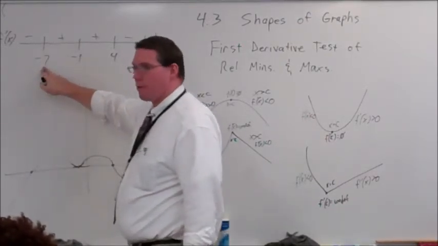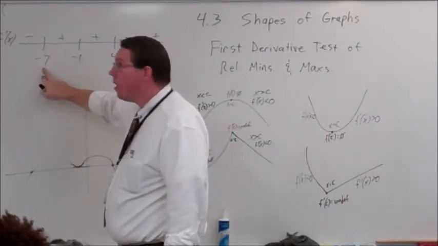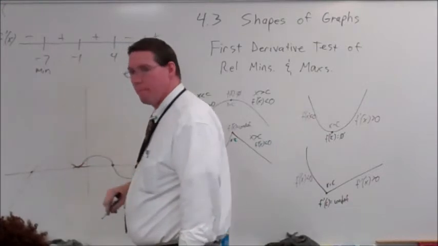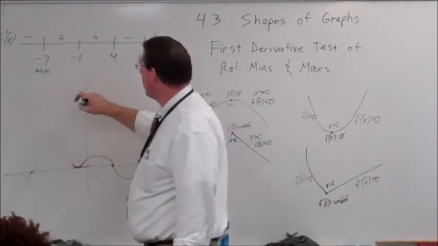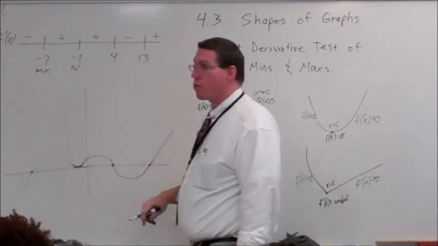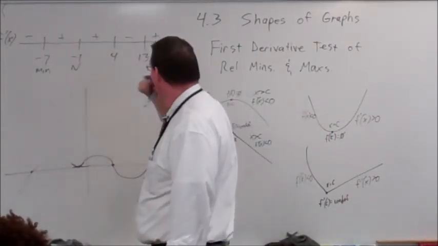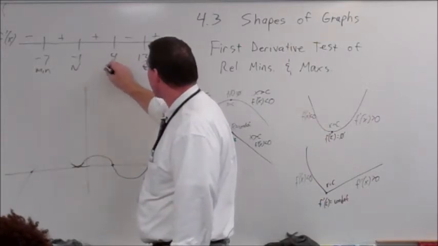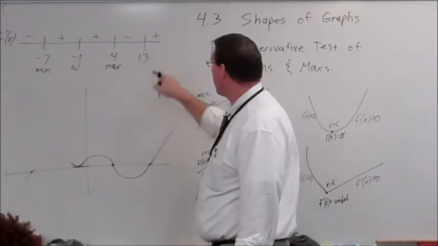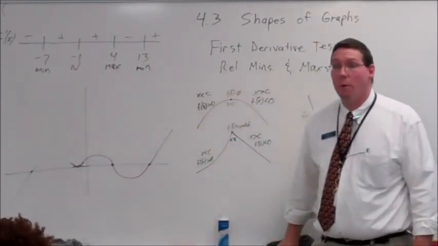is this a minimum or a maximum? How do you know it's a minimum? The slope goes from negative to positive. That is a minimum. What is this? This is what we call a neither. The slope goes from positive to positive. What is this? A minimum? That's a maximum. The slope goes from positive to negative. And what do we got going on right here? That is a minimum.